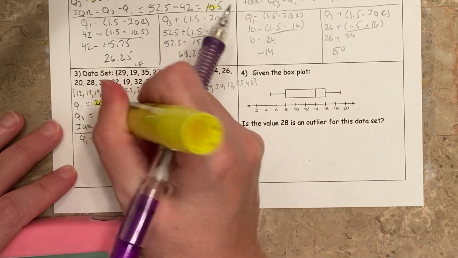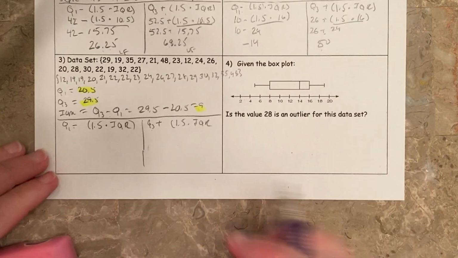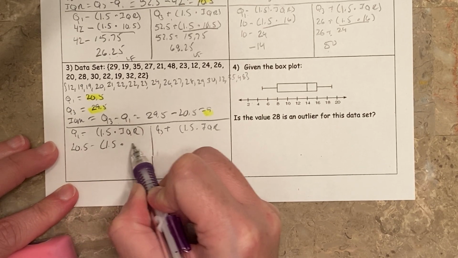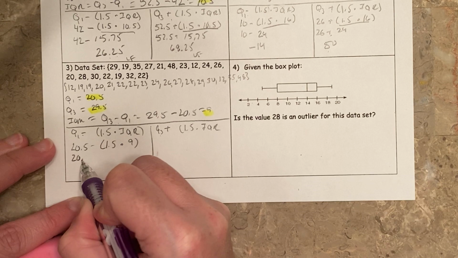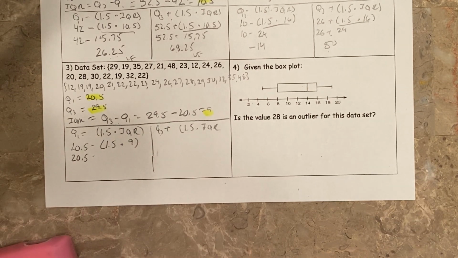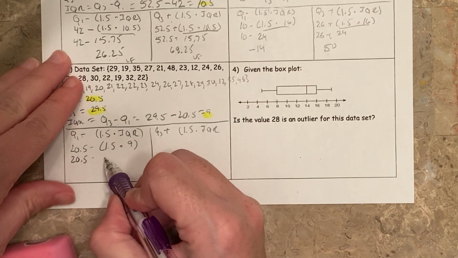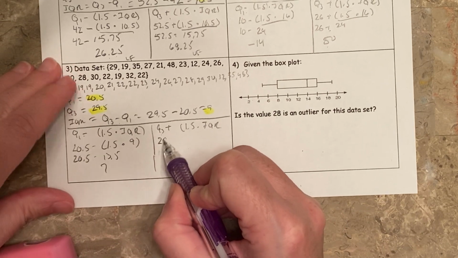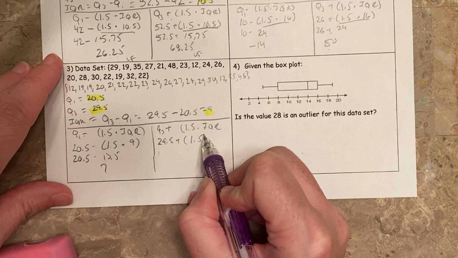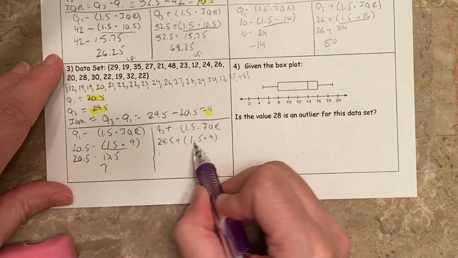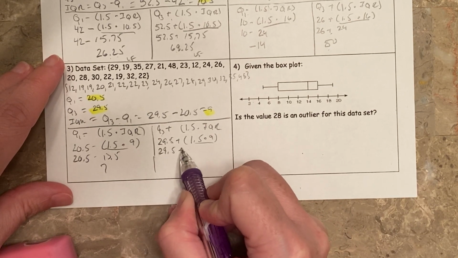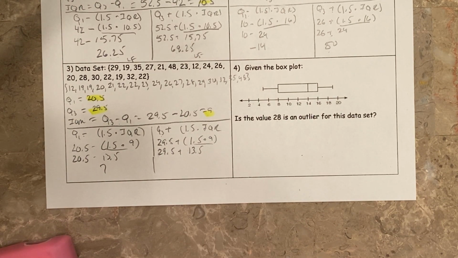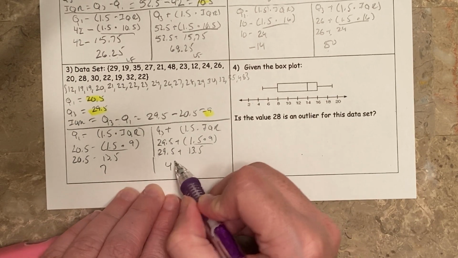So again, using those three numbers, 20.5 minus 1.5 times 9. 1.5 times 9 is 13.5, and that gives a difference of 7. All right, Q3 is 29.5, and then 1.5 times 9, again the same exact value, so plus 13.5, and that's going to give you 43.